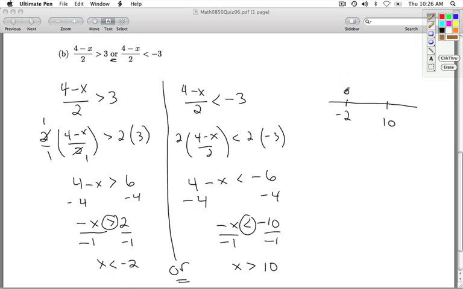So I have an open circle. And I have numbers to the left. Or x is greater than 10, open circle, everything to the right. And so my final answer is negative infinity to negative 2, union 10 to infinity. And so that'll do it for part B.